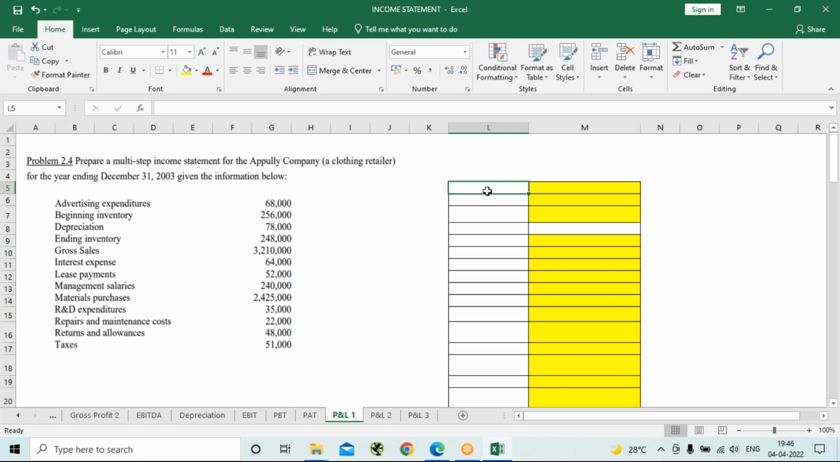So what will be the first line item of any income statement? What is the first thing we have to consider?